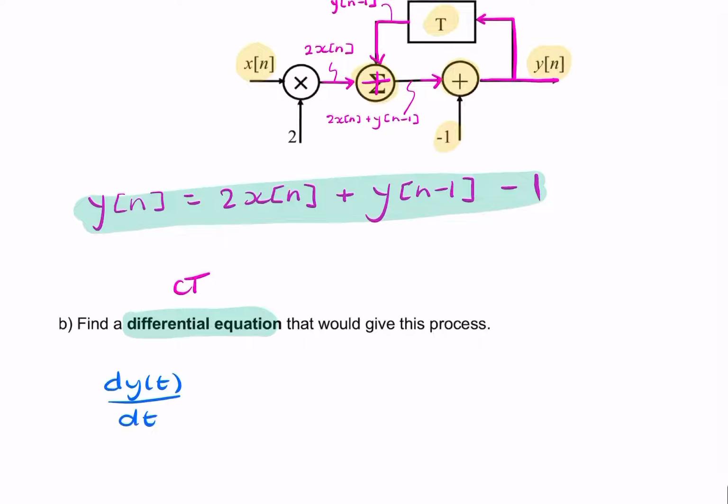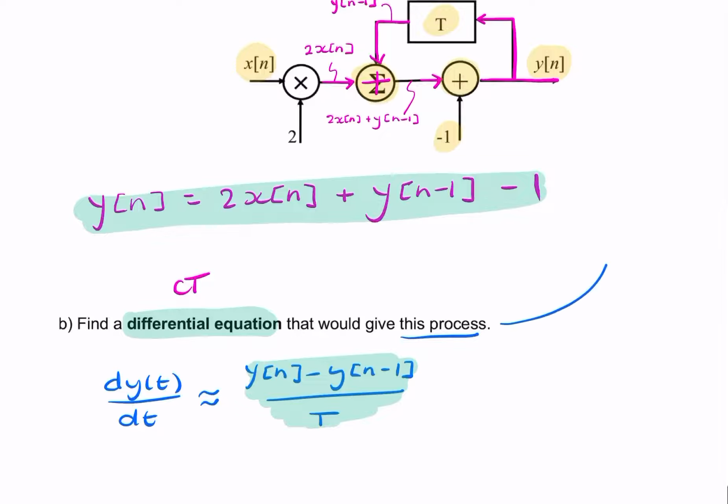But we can't differentiate a discrete time signal, but we can approximate it. So an approximation for dy by dt is y of n minus y of n minus 1 divided by T. So this is a well-known approximation. This is what we do to approximate a first derivative. And the question is asking for a differential equation that would give us this process being that. So we'd want to rearrange this difference equation to somehow turn it into a differential equation.